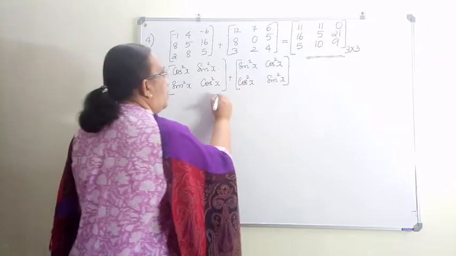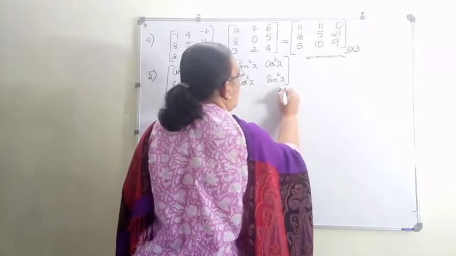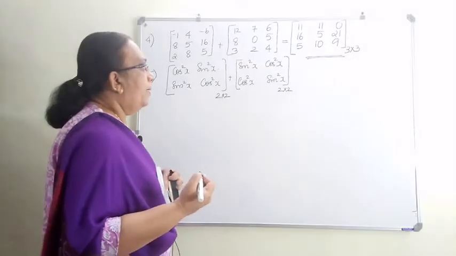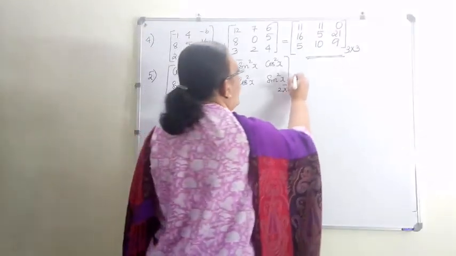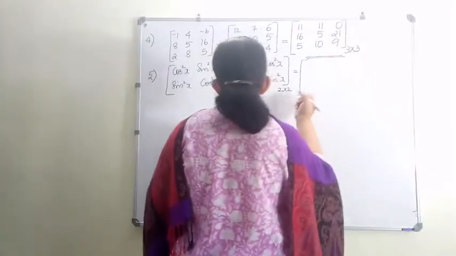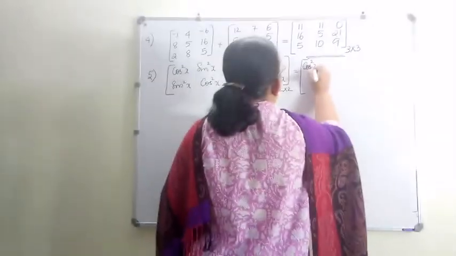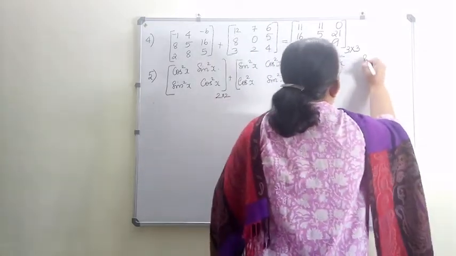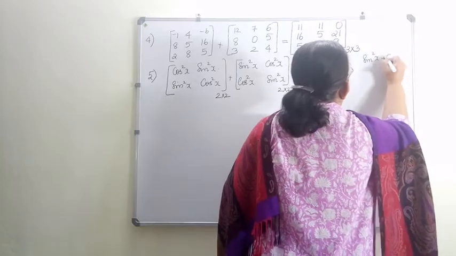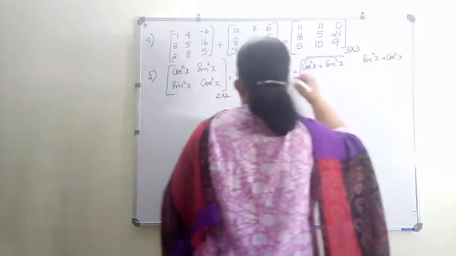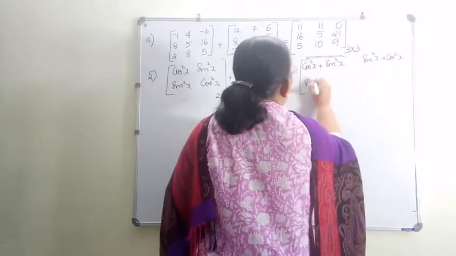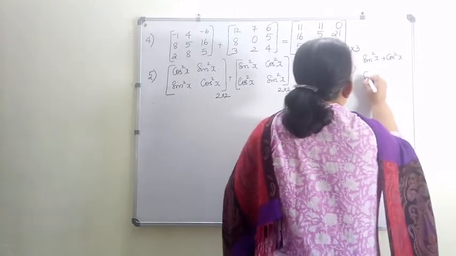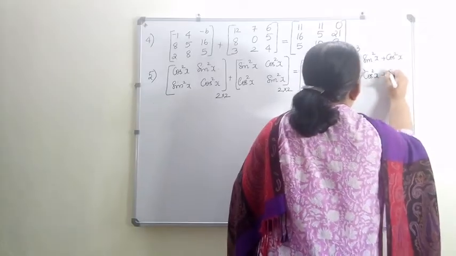The first matrix is of order 2 by 2. Second matrix is of order 2 by 2. The elements are all trigonometric functions. Now, add the corresponding elements. What are the corresponding elements? Cos squared x plus sin squared x. Next one, sin squared x plus cos squared x. Next one, sin squared x plus cos squared x. And the last one, cos squared x plus sin squared x.